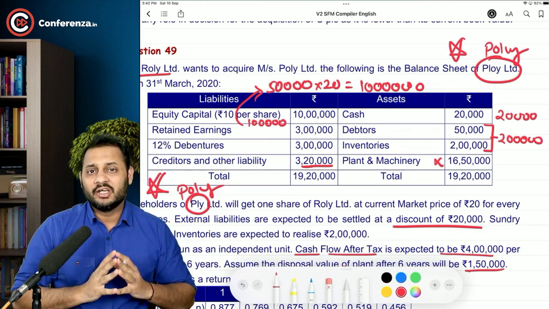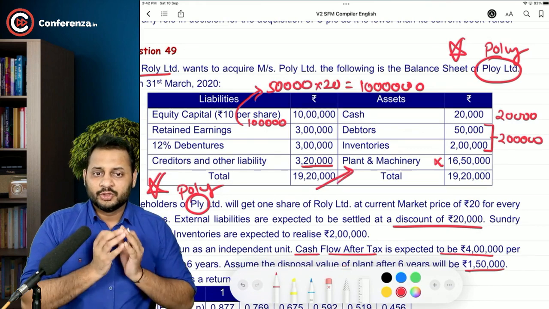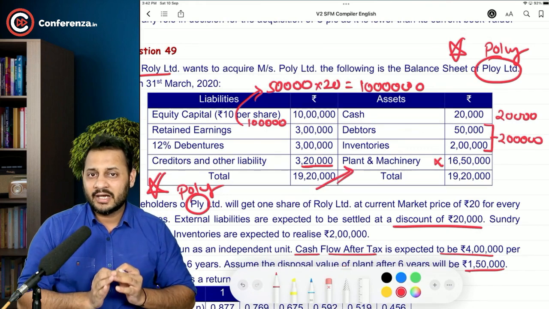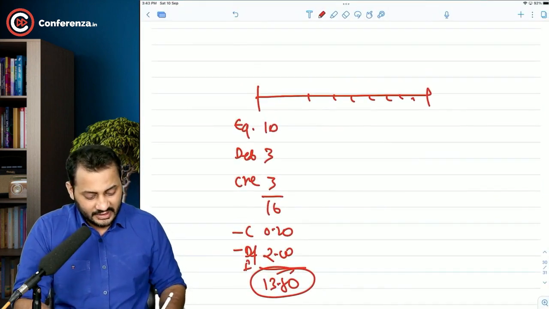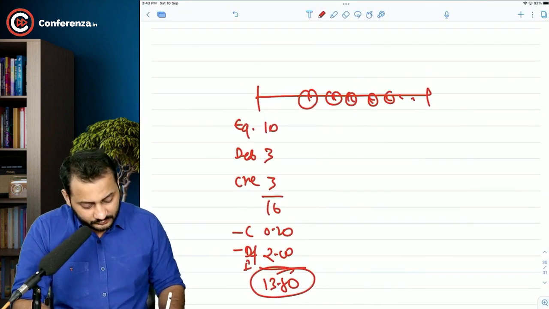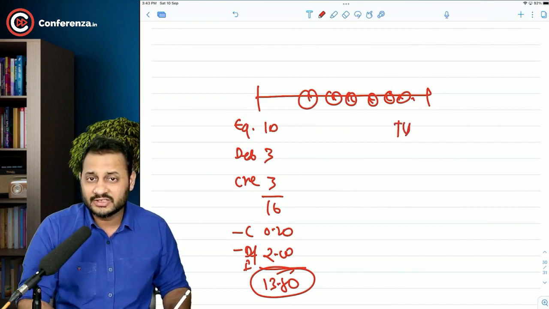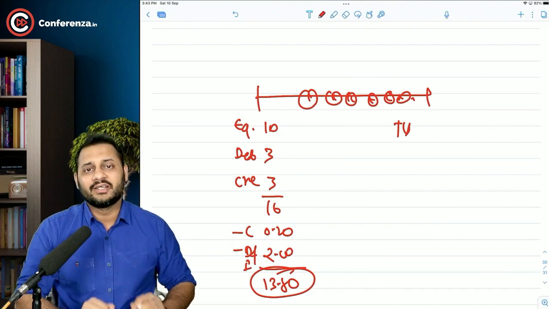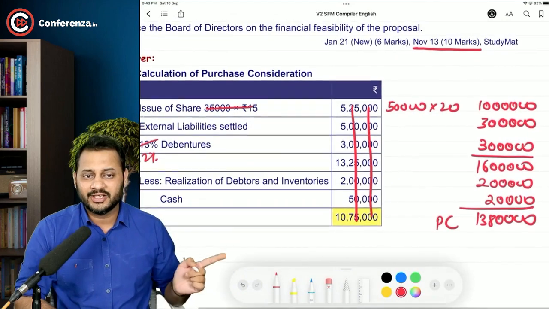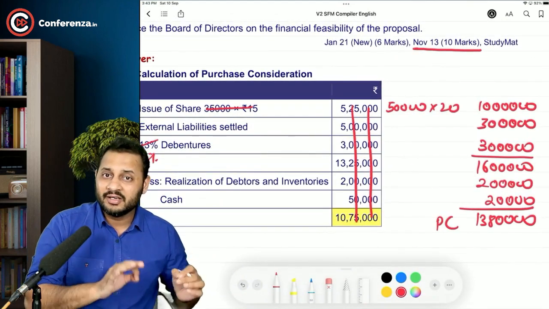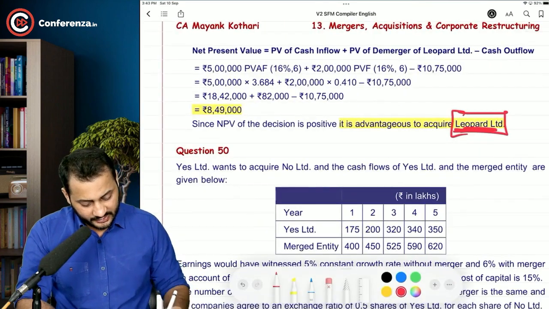Only thing that you are continuing for the next 6 years out of this balance sheet is this plant and machinery. So 16,50,000 of the plant and machinery is being used for the next 6 years. So instead of taking 16,50,000, take the cash flow after tax of the next 6 years and the terminal value of the 6th year and calculate the present value. That will be your cash inflow. Right now you are paying how much? 13,80,000. How much you are earning by paying this much? It's 4 lakh. I will just make the corrections here.